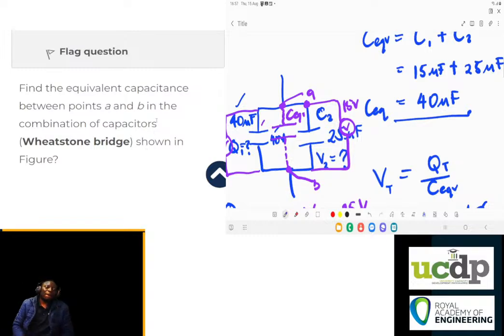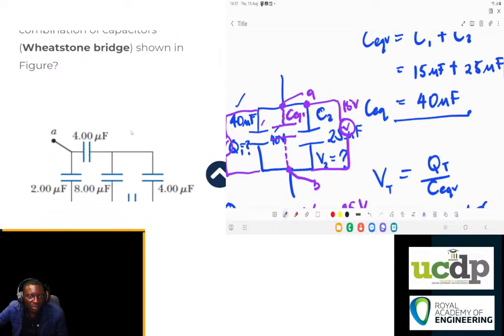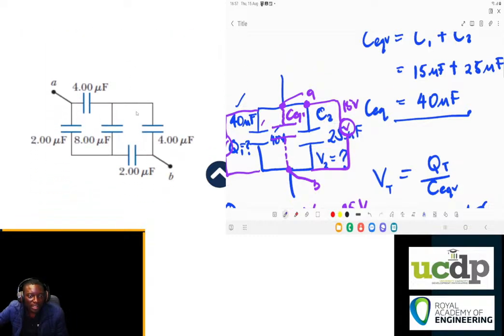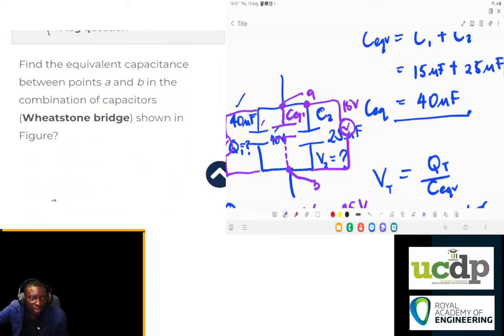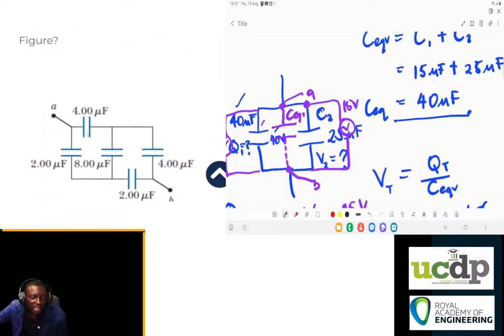Okay, but anyway, find the equivalent capacitance between points A and B in the combination of capacitors with the Wheatstone bridge shown. So you have that Wheatstone bridge with A and B connected like that. We're now doing combinations of equivalent capacitance. So what will be the equivalent capacitance between points A and B in such a setup?